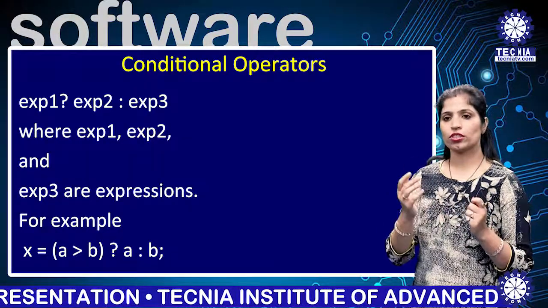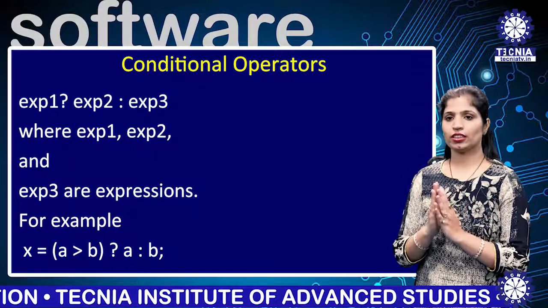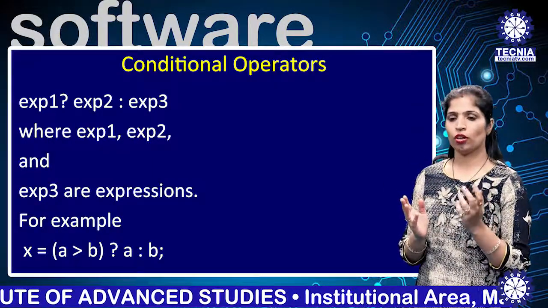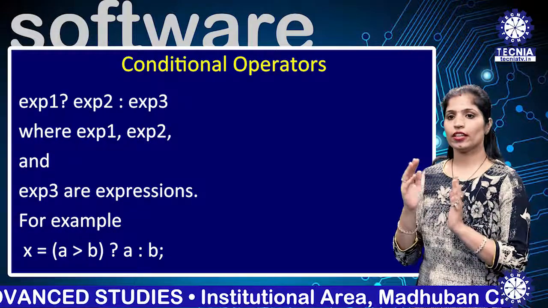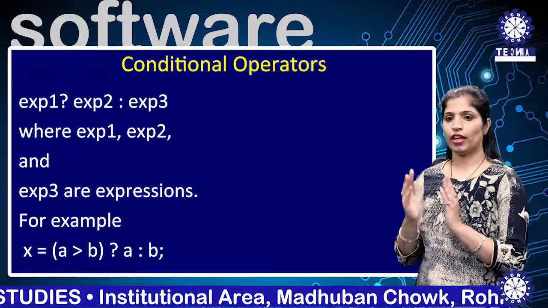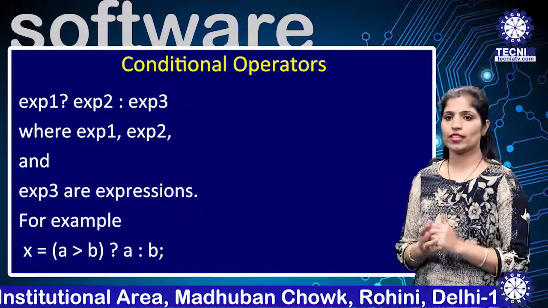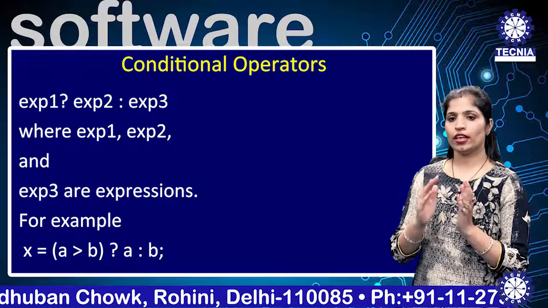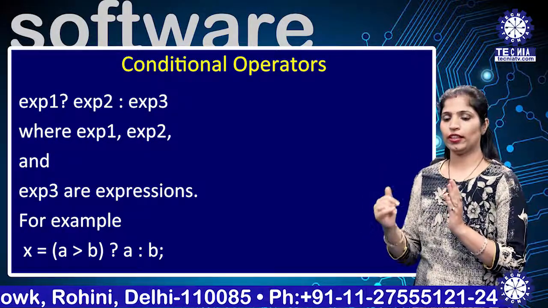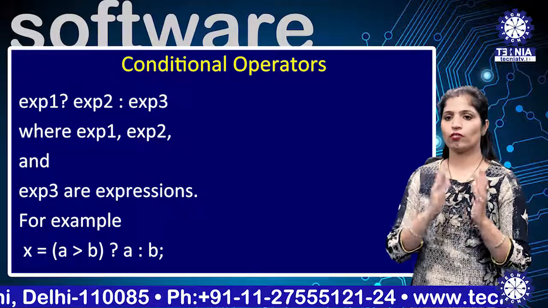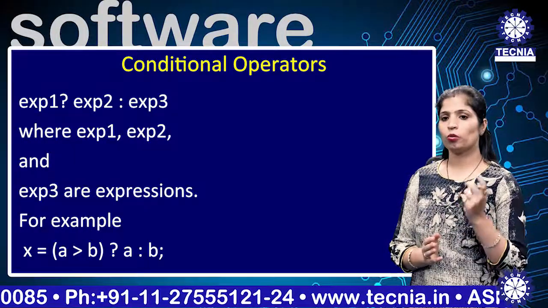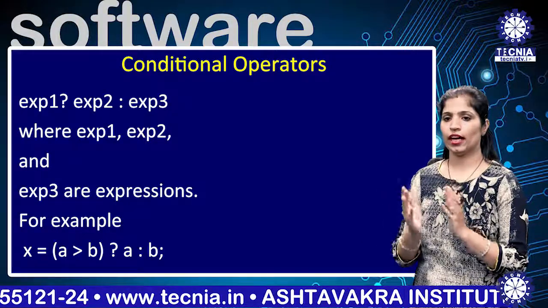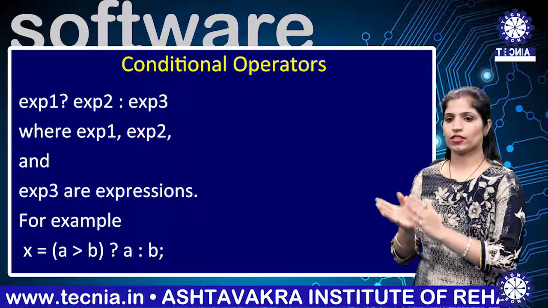The operators question mark and colon work like this: expression 1 is evaluated first. If it is true, or a non-zero value, then expression 2 is evaluated and becomes the value of the expression. On the other hand, if expression 1 is false, then expression 3 is evaluated and its value becomes the value of the expression. The point to be noted is that only one of the expressions is evaluated, either expression 2 or expression 3.